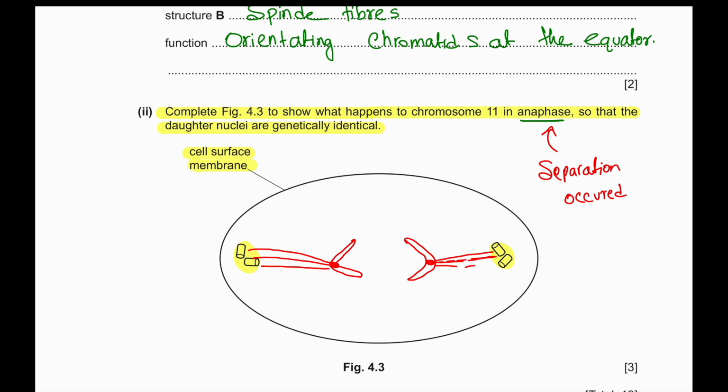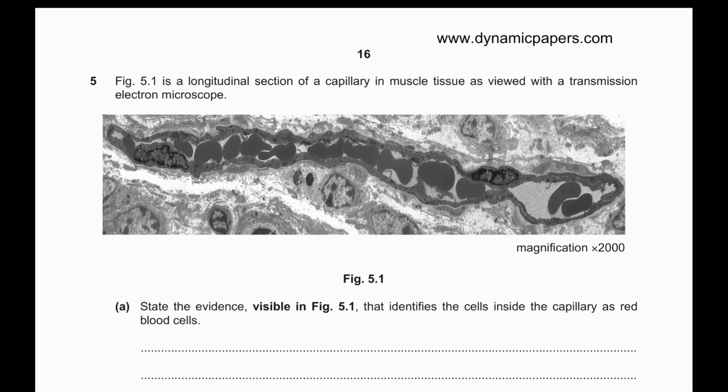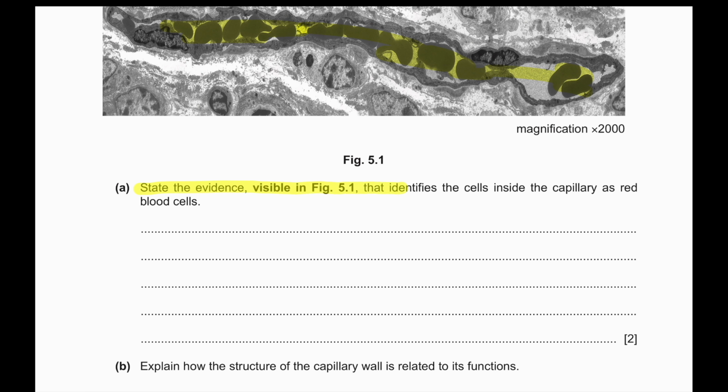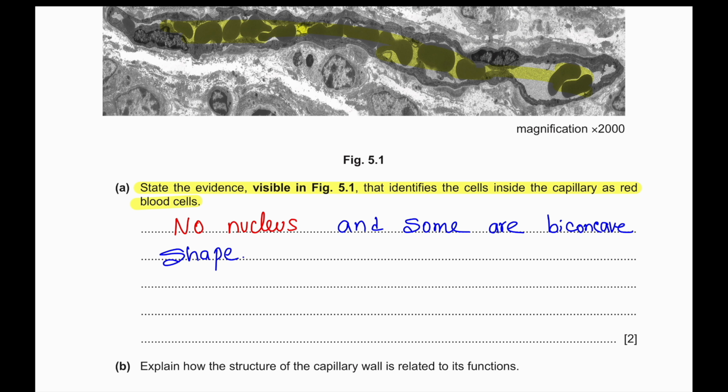Figure 5.1 is a longitudinal section of a capillary in muscle tissue as viewed with a transmission electron microscope. So we can see the capillary that is carrying the red blood cells squeezing through the capillary. State the evidence visible in figure 5.1 that identifies the cells inside the capillary as red blood cells. One of the distinct properties of red blood cell is its biconcave disc-like structure, and the other one is there is no nucleus. So the answer will be no nucleus, and some are biconcave shape.